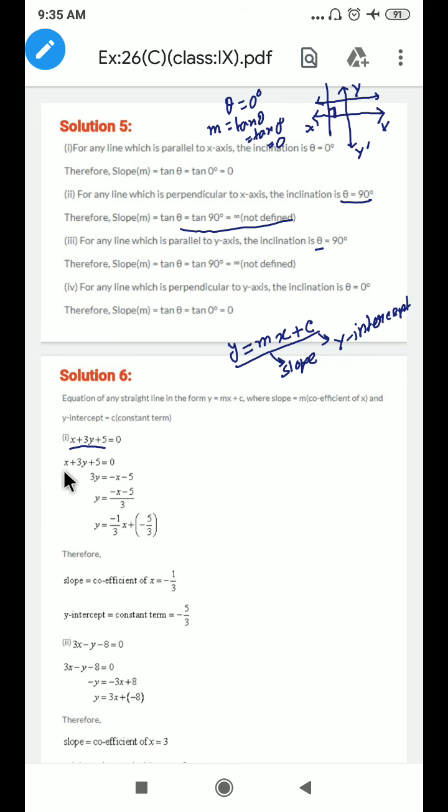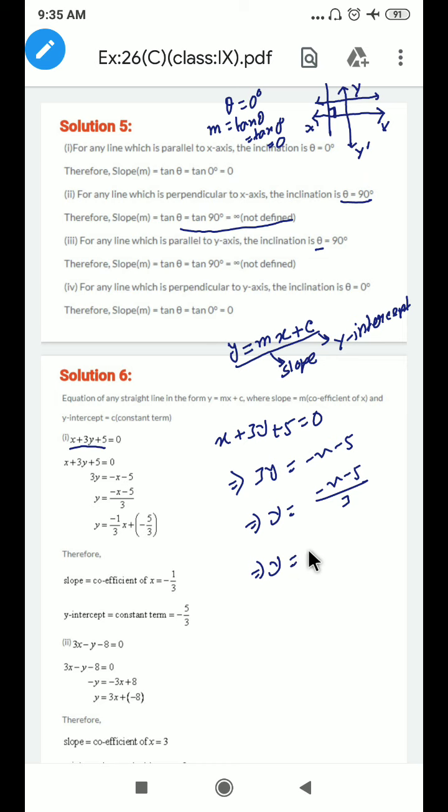Look here. There is given x plus 3y plus 5 equals 0. From here you have to find the value of y. Then y is equal to minus x minus 5 divided by 3. It will be minus x by 3 minus 5 by 3. If you compare this with y equals mx plus c, in the position of m, here is given minus 1 by 3. So slope is minus 1 by 3, and in the position of c, here is given minus 5 by 3. So y-intercept is minus 5 by 3. In this way you can solve the rest of the problems in question number 6.